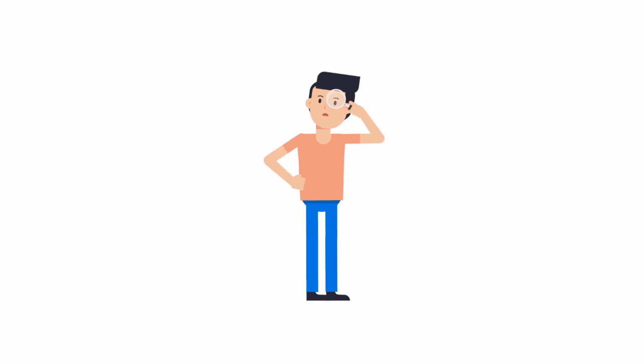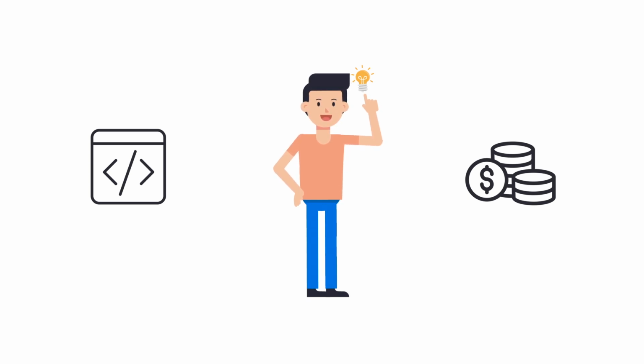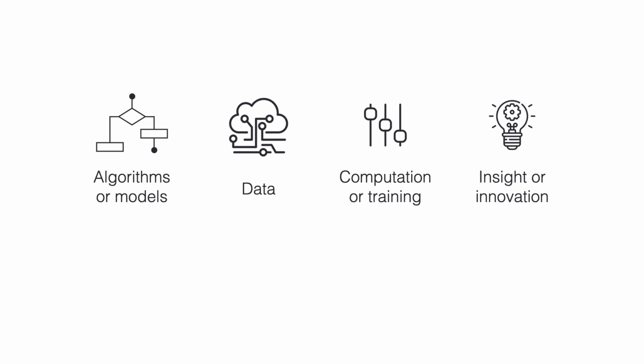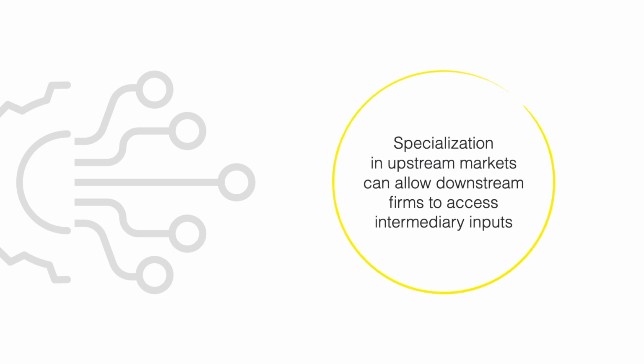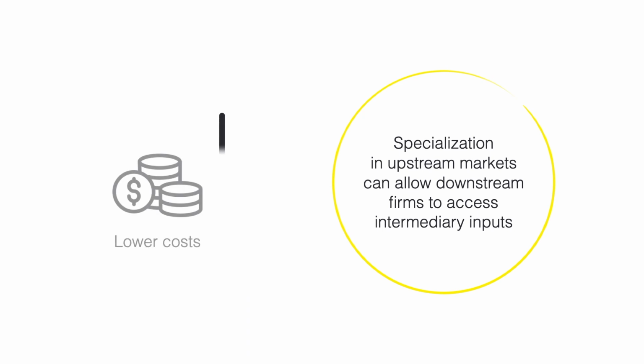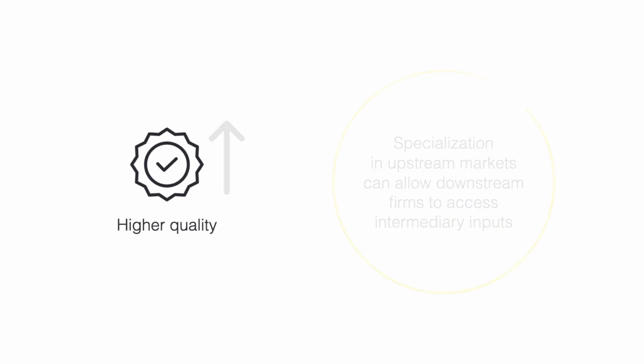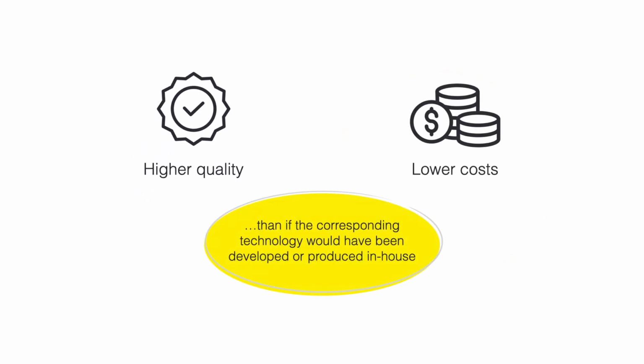Now, let's switch perspectives and think about strategies of downstream firms. Here, the question is really whether you want to make or buy machine learning. And this question, about how far you want or don't want to reach beyond your organization's boundaries, does not only relate to algorithms, but also to data, the computing power, and so on. The entire machine learning value chain. One reason to buy AI, and some or all of its components from a market, is that specialization in upstream markets can allow downstream firms to access intermediary inputs at lower cost or at higher quality than if the corresponding technology would have been developed or produced in-house.